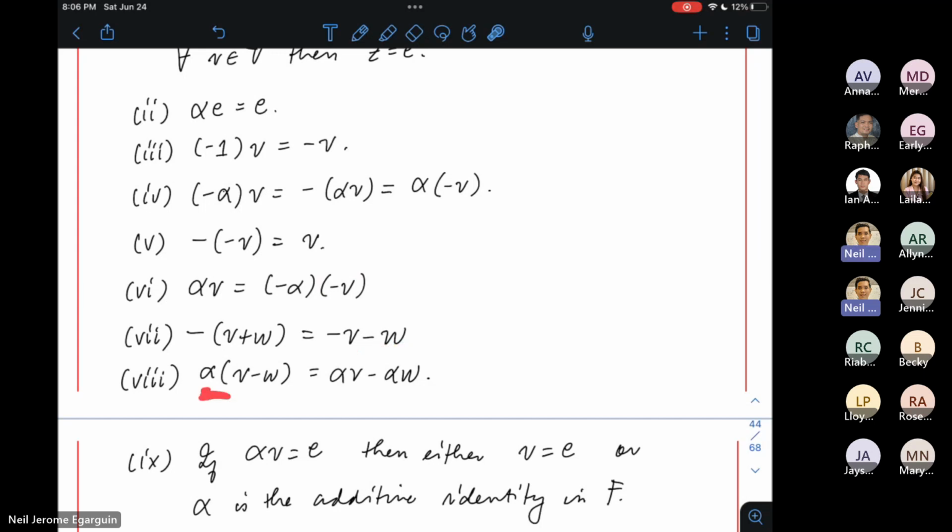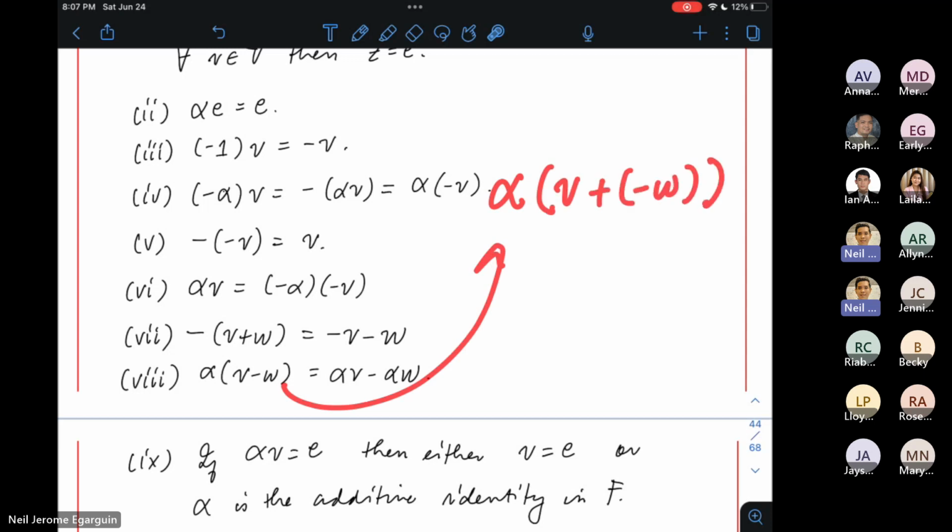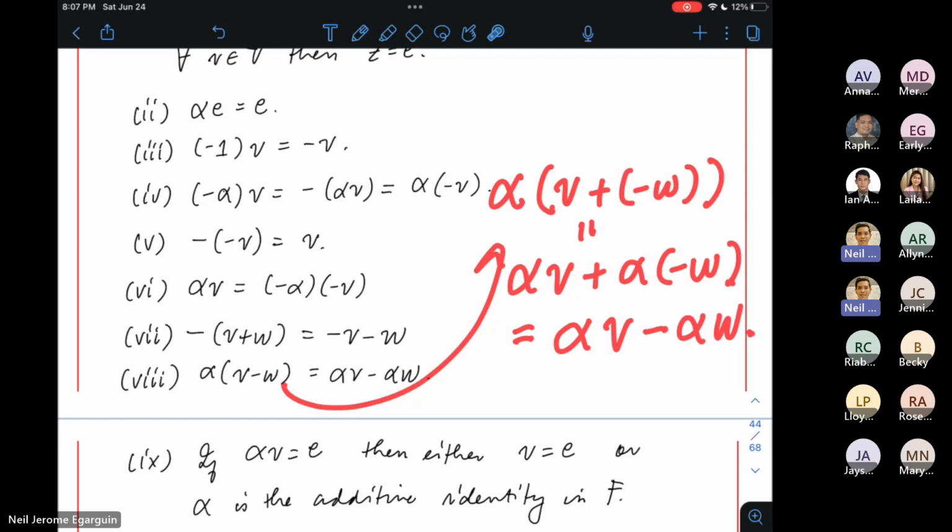And you can distribute, actually madali lang tong part 8. It's just another version of the distributive property, right? Because here you can just say that you have alpha times v plus negative w. Then this will be equal to alpha v plus alpha times negative w by the distributive property of scalar multiplication over vector addition. And then by property 4, this is equal to alpha v minus alpha w. Right? So yun yung proof ng property number 8.